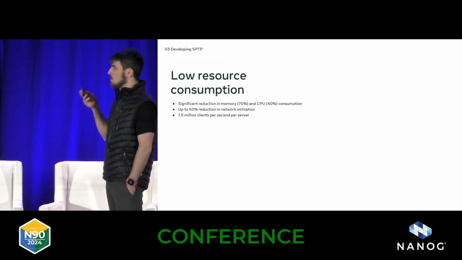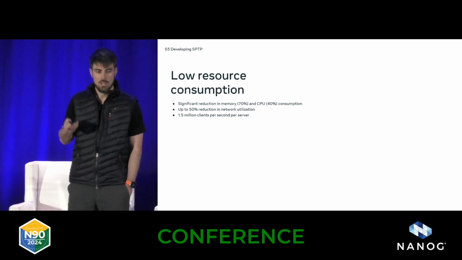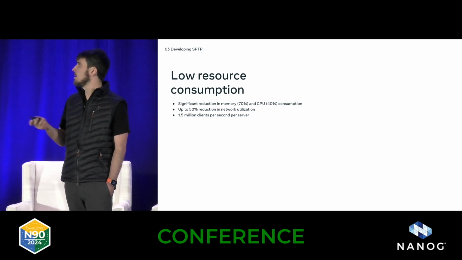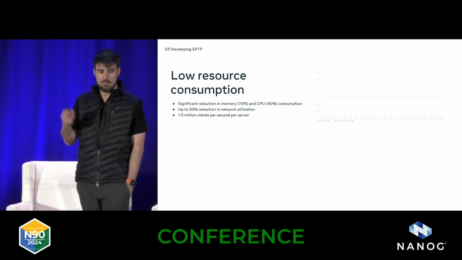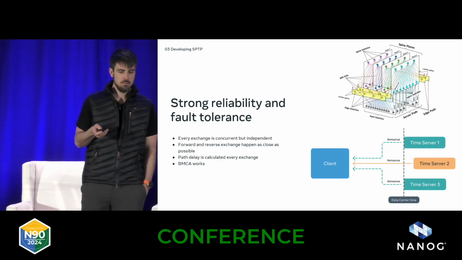It's just a lot less power and resource consumption. So for example, it's 40% less CPU consumption, 70% less memory consumption, 50% less network utilization improvement. So things like that are coming basically for free when you use SPTP.